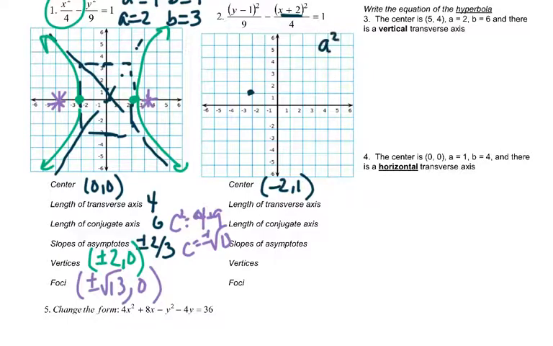The a squared is 9 because transverse comes first, so a is 3. So that's not going to be 3, that's going to be 6, right? Up 3, down 3. Since it's under the y, up 3, down 3. And then b squared is 4, b is 2. Since it's under the x, right 2, left 2. Like the 4 for the conjugate axis.